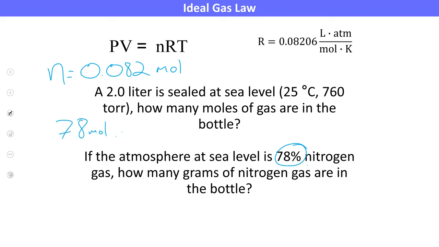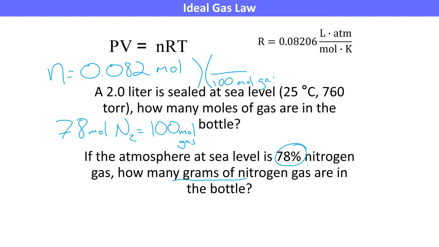So we can say, okay, well, 78 moles of N2 equals 100 moles of atmosphere, or moles of gas. So then this is just moles of gas. We can convert moles of gas to moles of nitrogen. If we have moles of nitrogen, what are we going to do? Molecular weight, get to grams. So 0.082 moles of gas, and for every 100 moles of gas, 78 moles of nitrogen.